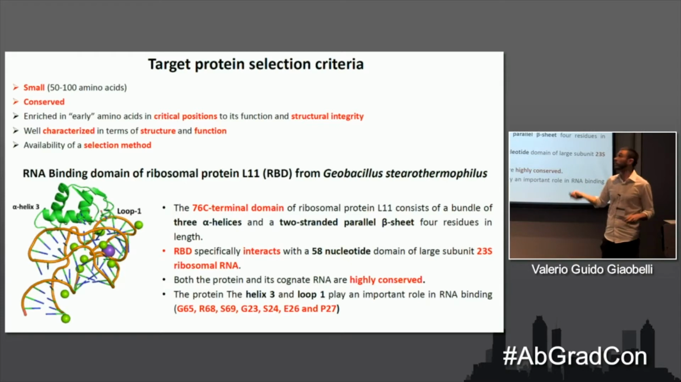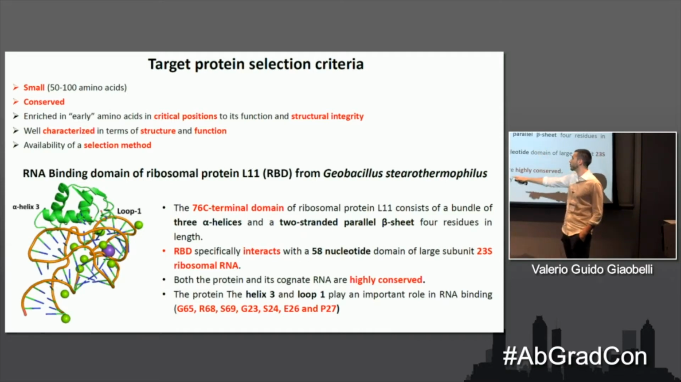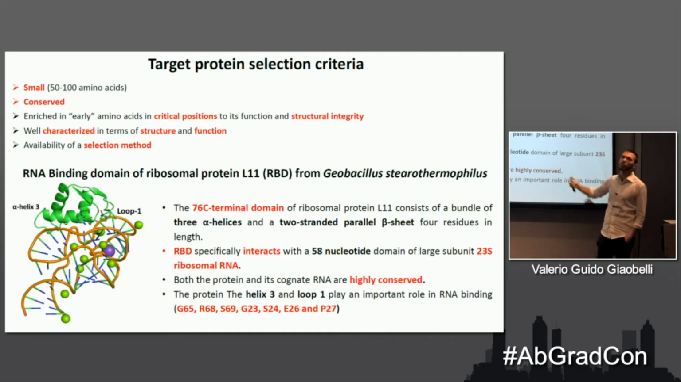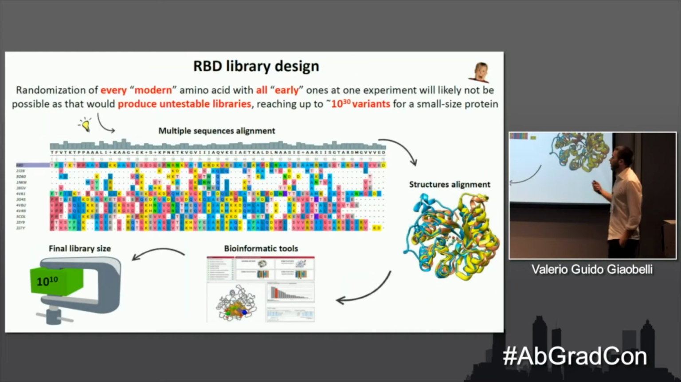It's highly conserved; of course, it's a protein of the ribosome, so it's strictly conserved in most species. In particular, the amino acids involved in the interaction with the RNA are mostly early amino acids, except for, for instance, lysine and arginine, but most of them are glycine, serine, so it's a really good candidate for the test. But even though it's a small protein, the library will still be huge.